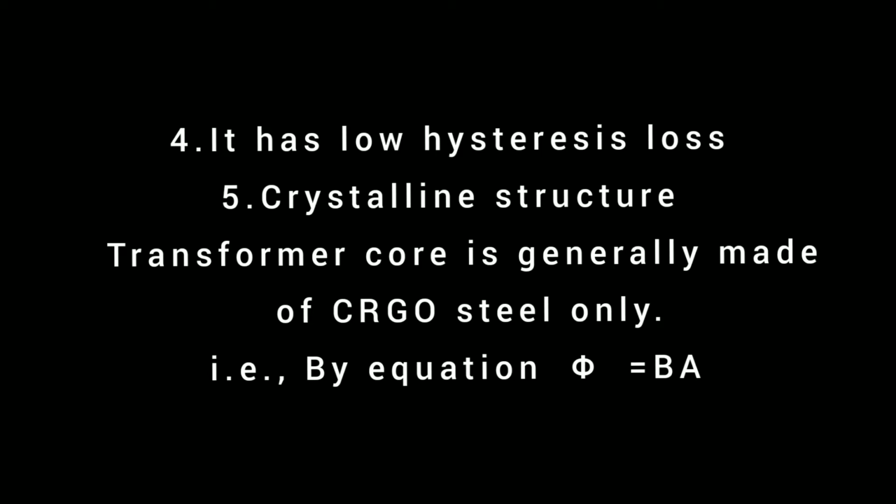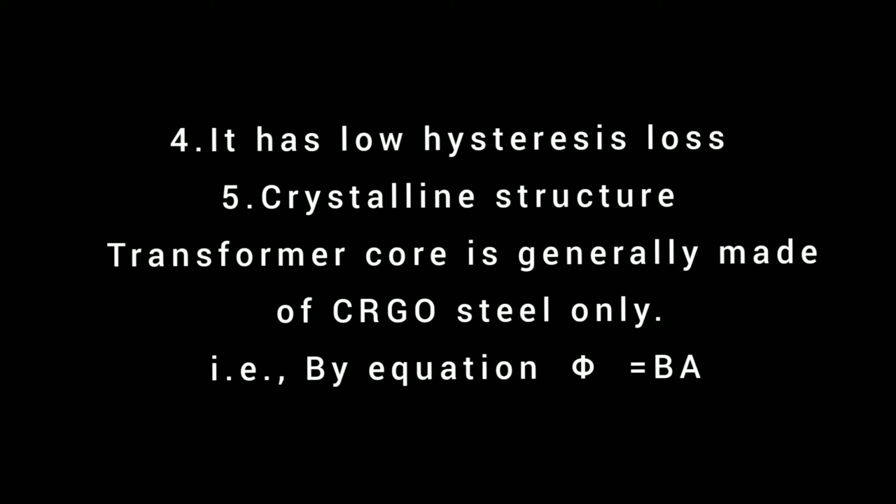The next is its crystalline structure. Due to this structure, permeability gets increased. The permeability of silicon steel depends on the orientation of magnetization. A heat treatment process called rolling grain orientation is used to increase the overall permeability of silicon steel, and the resulting steel is called CRGO steel. Therefore, the transformer core is generally made of CRGO steel only, so that we can achieve high flux densities.